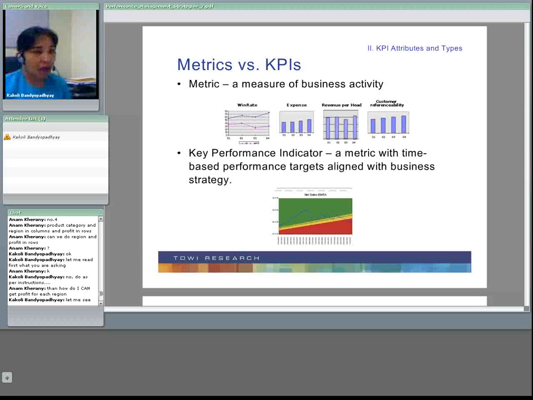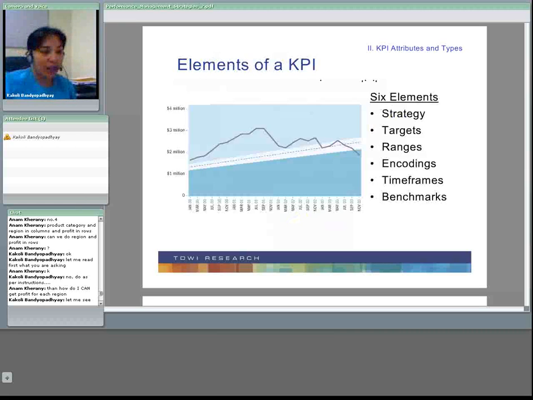Example would be 10% growth in net profit. So that is basically the performance target, the 10% growth in net profits, and the time-based part is by year end. So if I say 10% growth in net profit by year end, then 10% growth in net profit would be my performance target, and then by year end is the time-based part of it. So key performance indicator is a metric with time-based performance targets aligned with business strategy. There are 6 elements to a KPI, or 6 features. One is strategy, which is the strategic objective of the business.